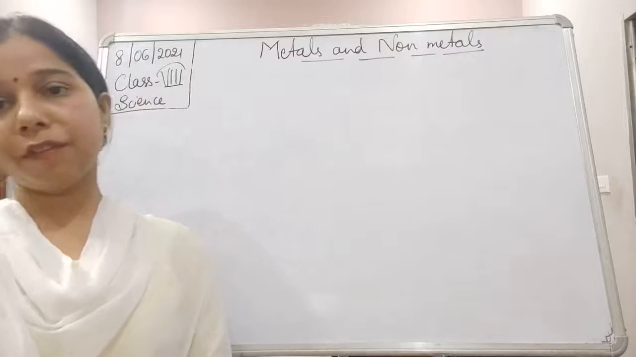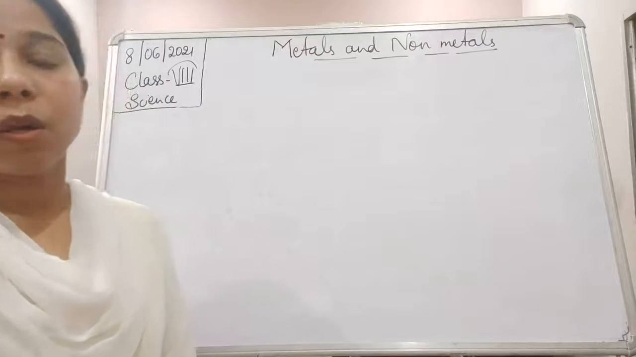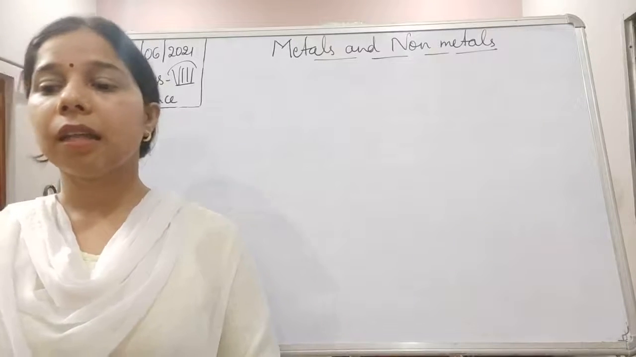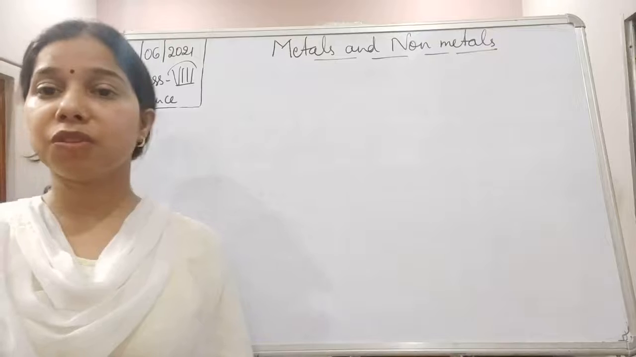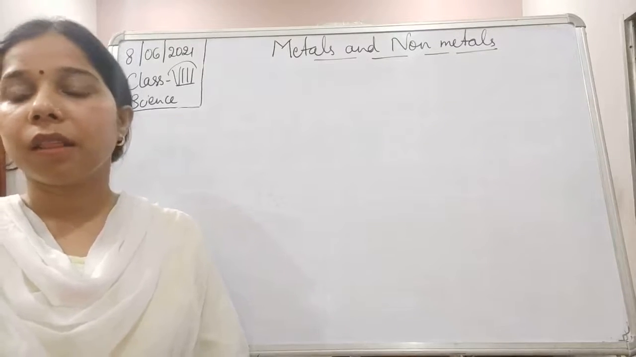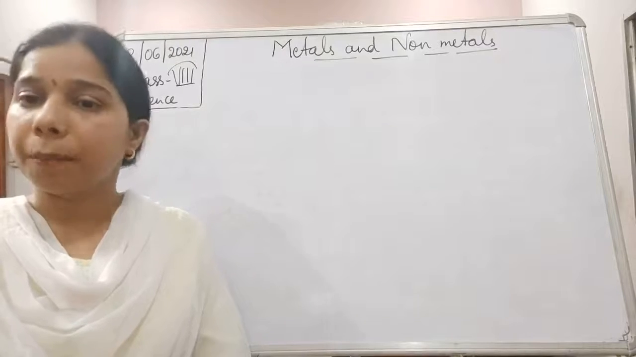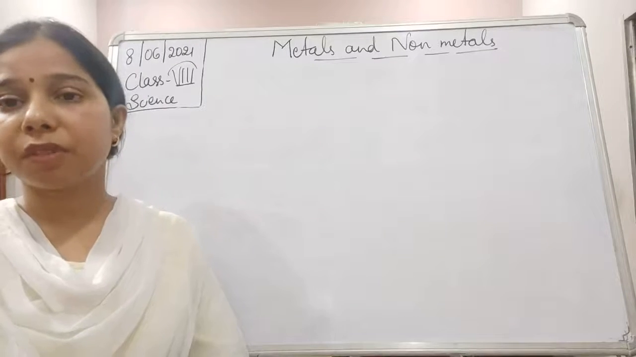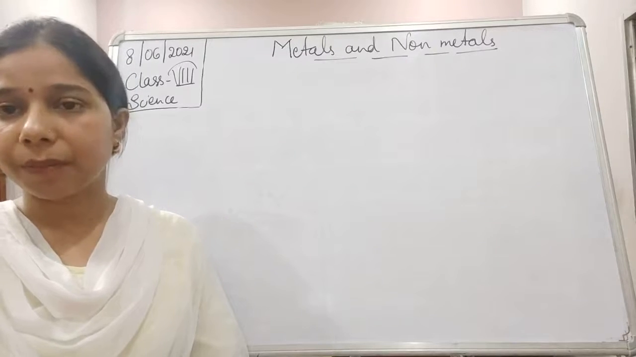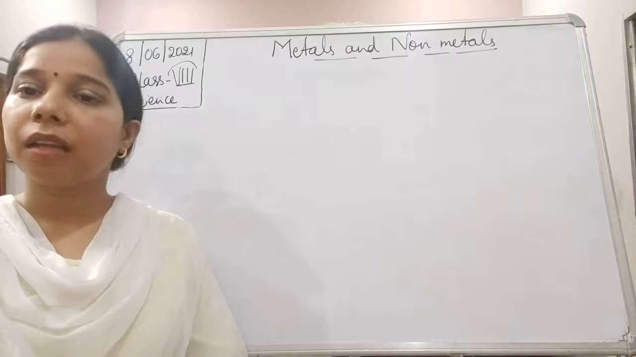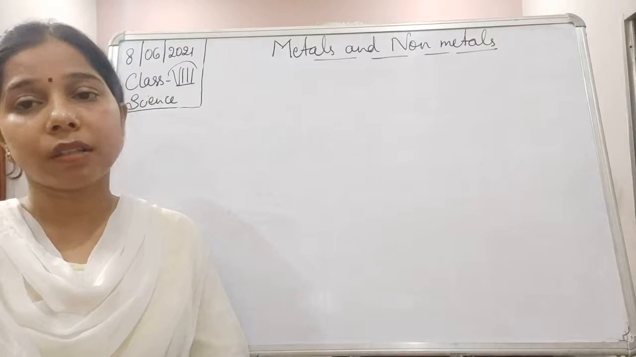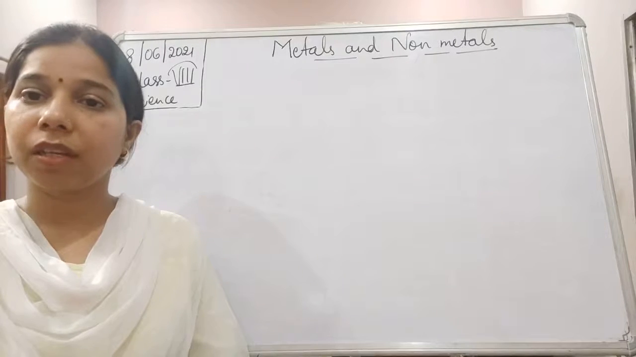So students, in the previous class, we were talking about corrosion. We have seen that there are different methods which show corrosion. What is corrosion, student? Corrosion is the eating up of the upper surface of the metal due to the action of moisture, air or any chemical. We have seen that corrosion occurs in iron, and the corrosion of iron is also called rusting.